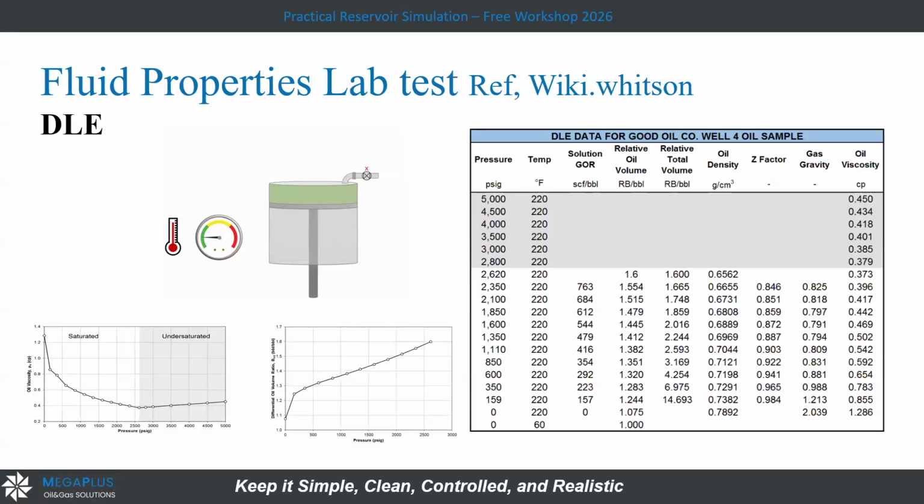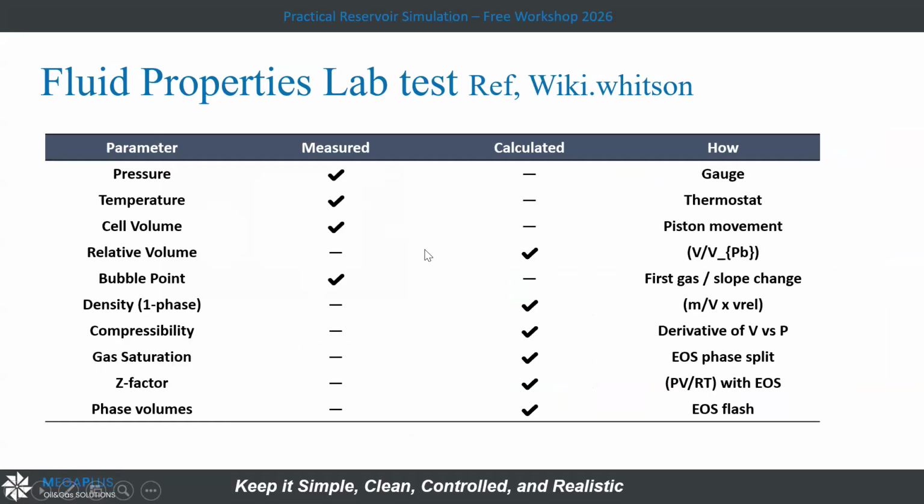Before your question, this is the right DLE. It goes that way in differential liberation expansion: we reduce the pressure and produce the gas, then we take the gas to the gas chromatograph to get the composition and calculate the Z factor and all of this. I need to tell you that I corrected this, because the picture that was inserted was the CCE.